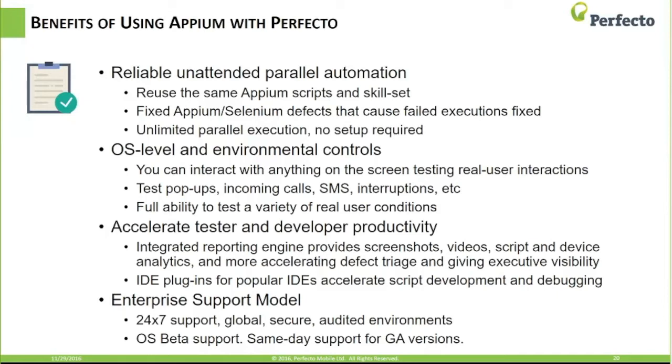Needless to say, we provide an extended enterprise support model, and we provide OS beta support and same-day support for GA versions. So when iOS 10 came out, we had support from the automation perspective on day one when it hit GA, and we even had support for the beta versions prior to that. So if you're a customer of Perfecto, if you're using Appium, you can leverage all of these benefits and start testing on iOS 10 or other versions of the operating systems before they even hit GA.